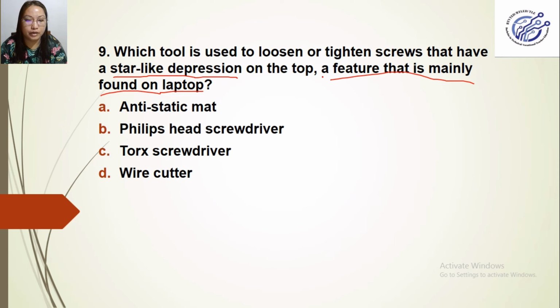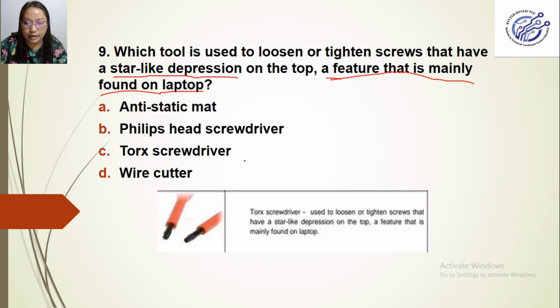But we have to remember na dito sa last part ng ating question, sinasabi nito na ito daw yung tool na fini-feature as a mainly and is mainly found on the laptop. So, yung letter A natin is anti-static mat. B, Phillips head screwdriver. C is Torx screwdriver. And D, wire cutter. So, hindi ko na po present dito yung tatlong choices kasi na-present na sa previously. So, ito na lang ating Torx screwdriver.